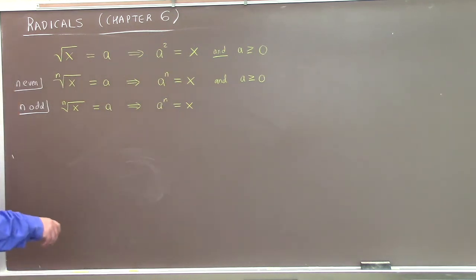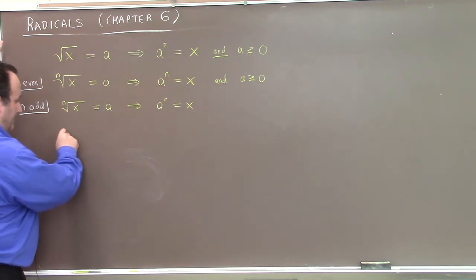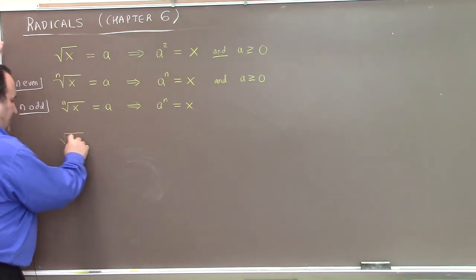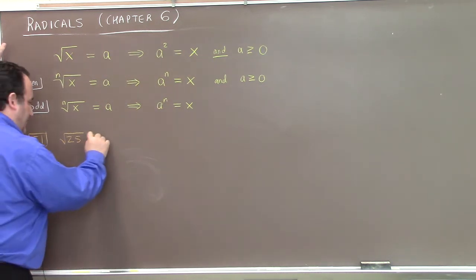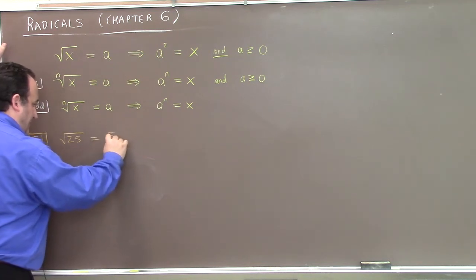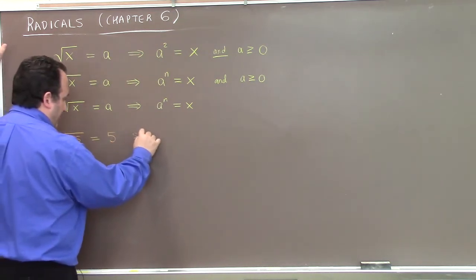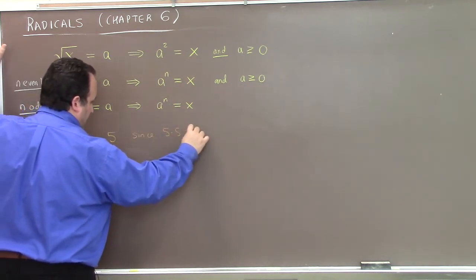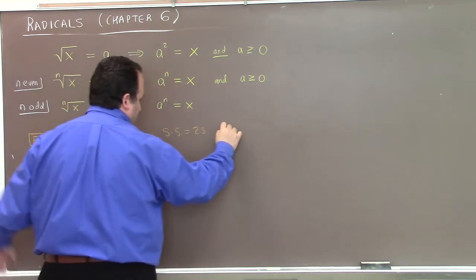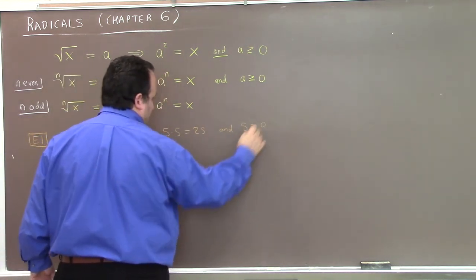Yeah? So, the square root of 25 is equal to 5, since 5 times 5 is 25. And, of course, 5 is greater than 0, right?